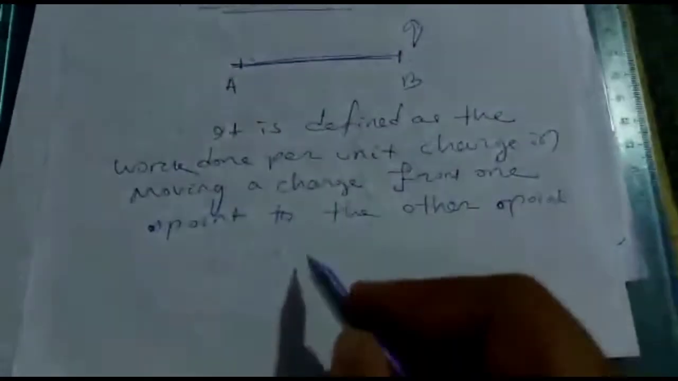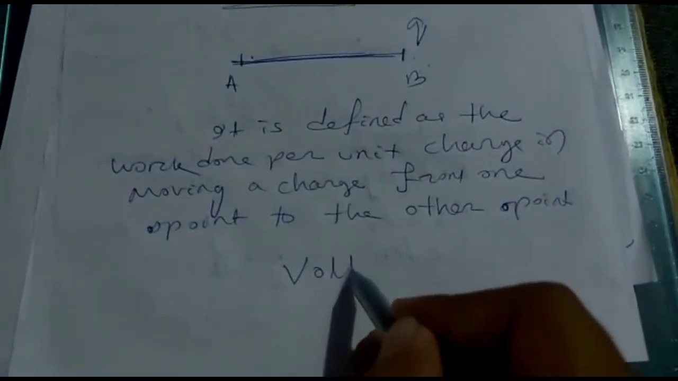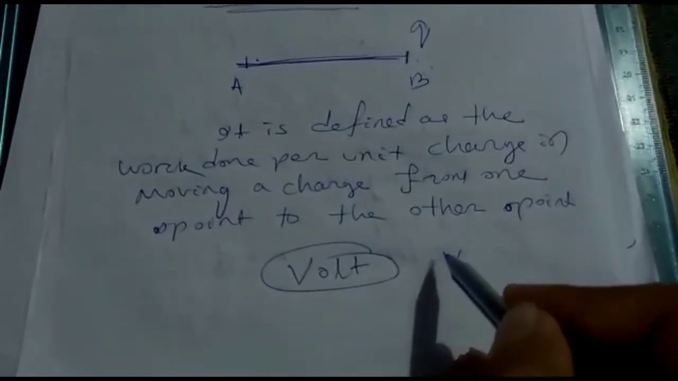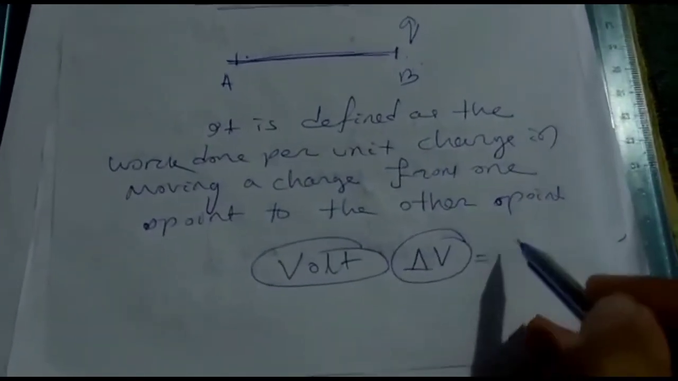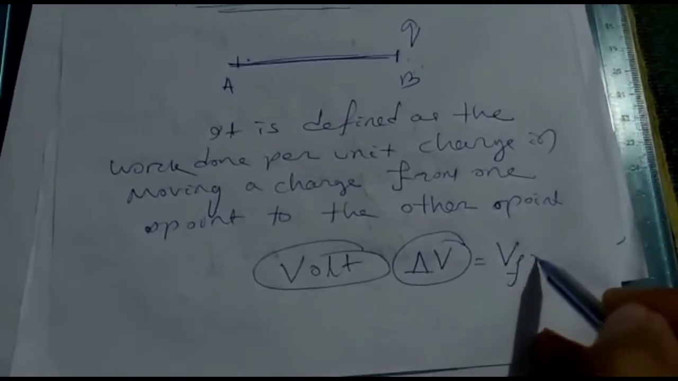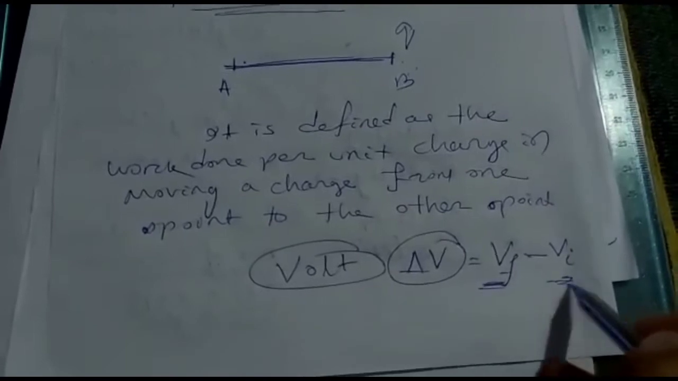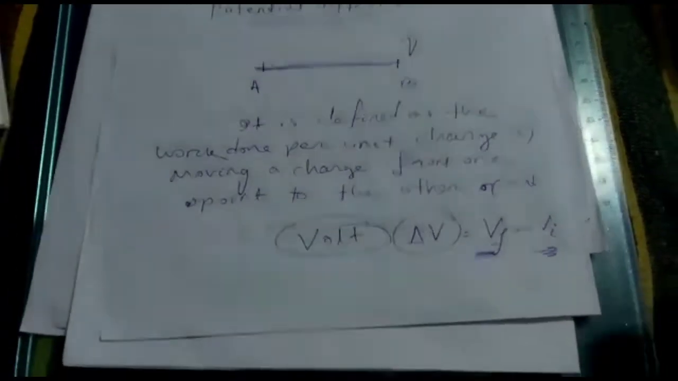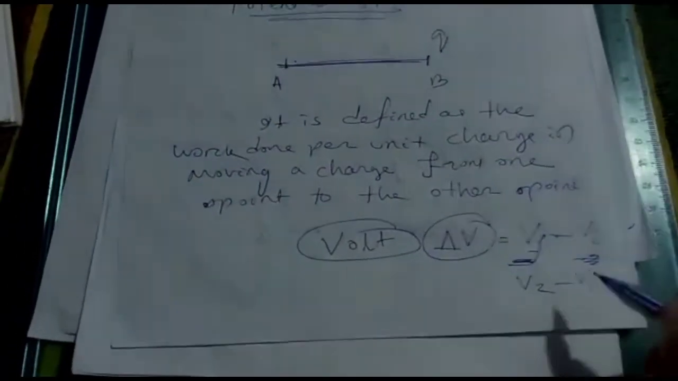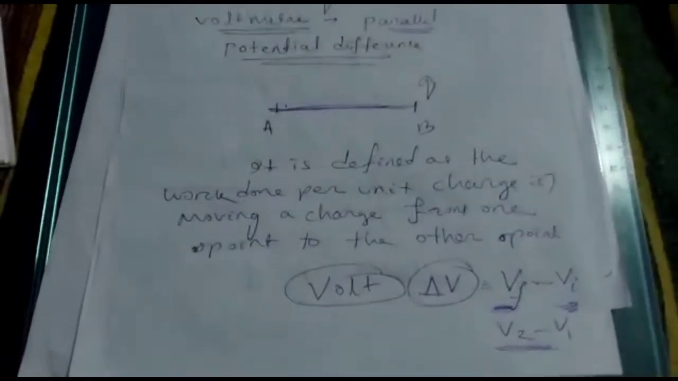The same here also, potential difference, the unit is volt and symbol is delta V. Okay. That is V final minus V initial. Okay. The potential of final point minus the potential of initial point. Or you can write V2 minus V1 also. Here the V is electric potential.